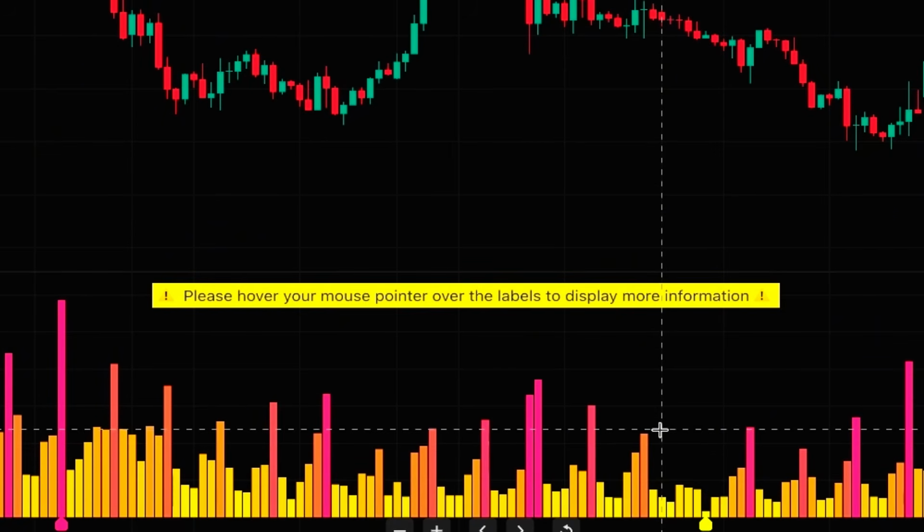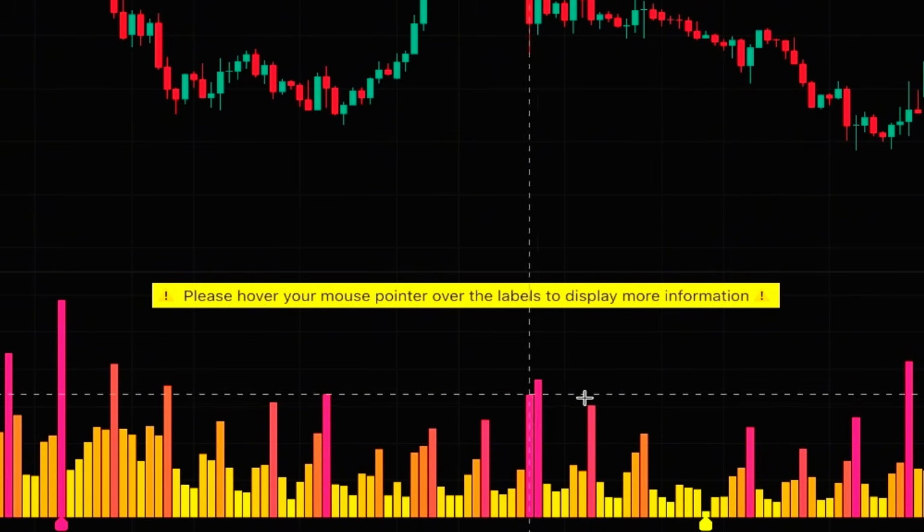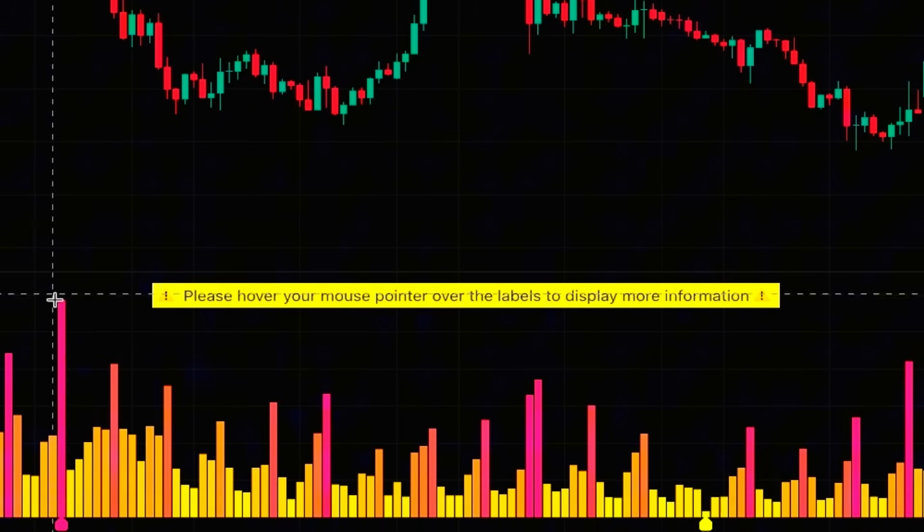First of all, depending on the amount of volume, the bars have specific color. Pink is the highest, then orange, and then yellow. And second, the excellent feature of this indicator is giving you information on a wider time period.